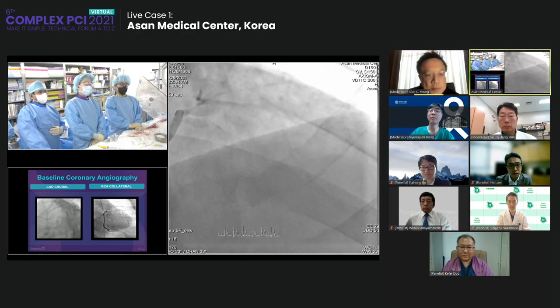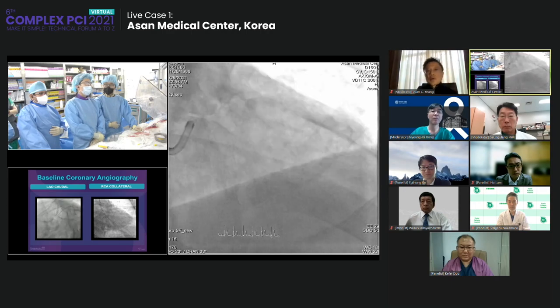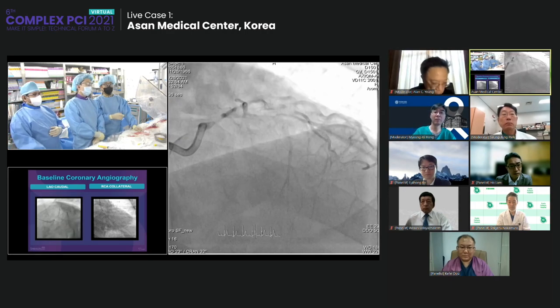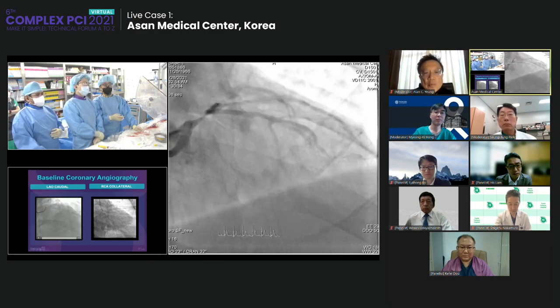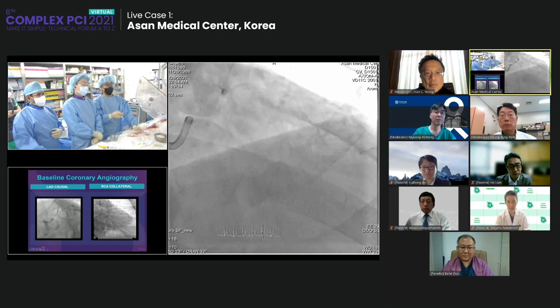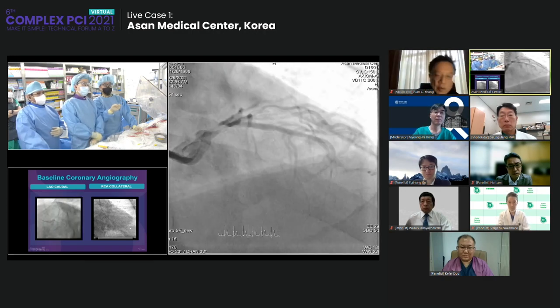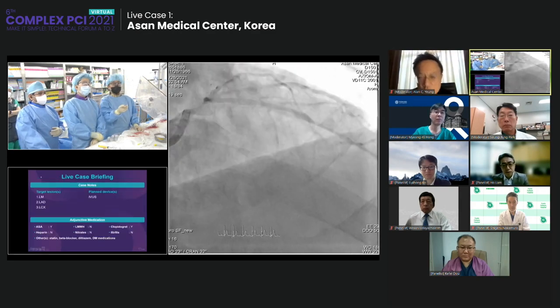Yes, he is diabetic, absolutely. This is the most important question for this patient: 55 years old, diabetic, with multivessel disease. I think bypass surgery is definitely a good option. Looking at the RCA collateral and the distal flow, it's not sufficient for the limb artery attachment.